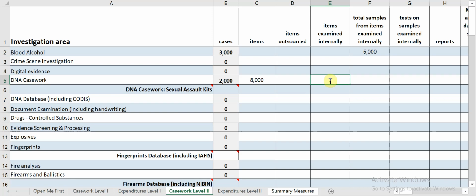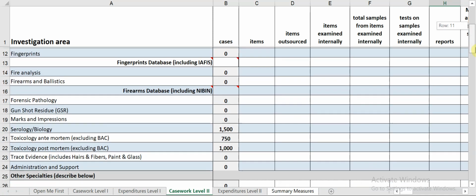And let's suppose they examined 7,500 of these, and out of those they took 20,000 samples. Okay, and perhaps they even know how many tests were conducted in each of these. So let's say it was 100,000 tests. Okay, how many reports were written? Well, let's suppose there were 1,950 reports that were written. So you could provide any level of detail that you might have in these areas, and the same holds true for any of the other areas.